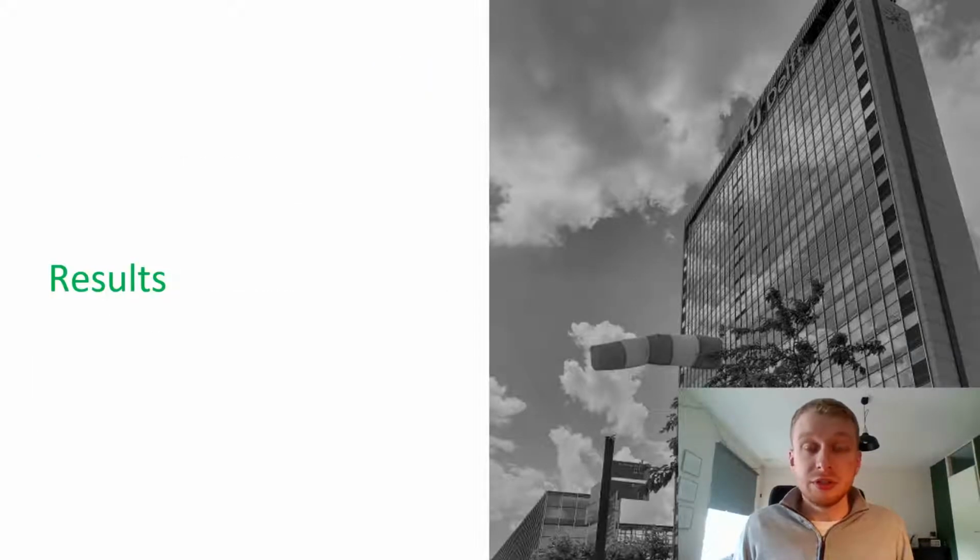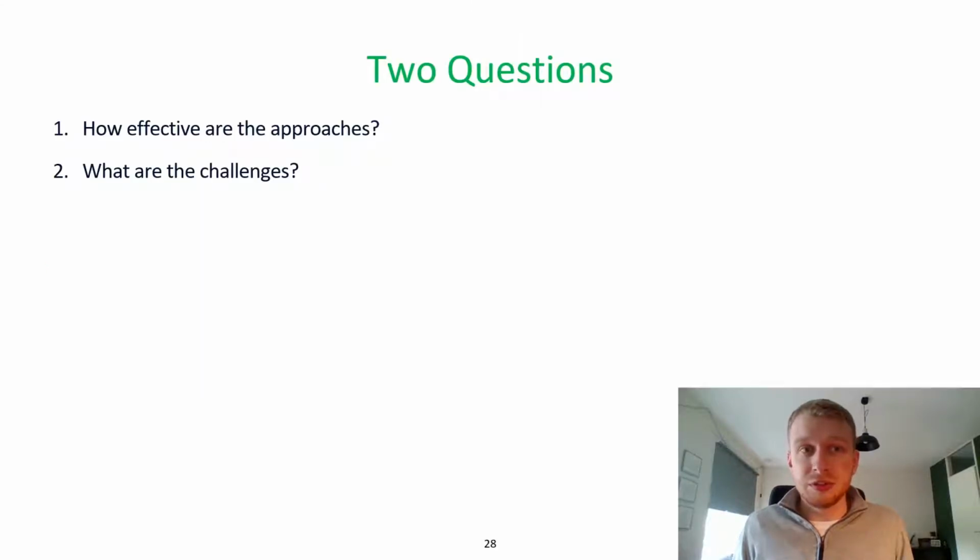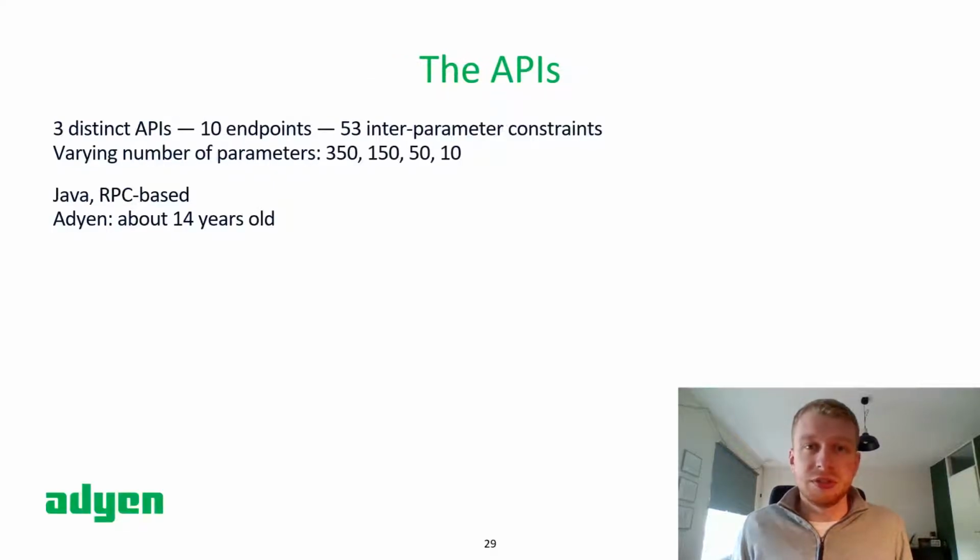The results. We had two questions: how effective are the approaches and what are the challenges? In order to answer these questions, we studied 3 distinct APIs with 10 different endpoints containing 53 interparameter constraints in total. In terms of complexity, they had between 350 and 10 parameters for each endpoint. The system we studied, it's Adyen, it's Java based, and about 14 years old.